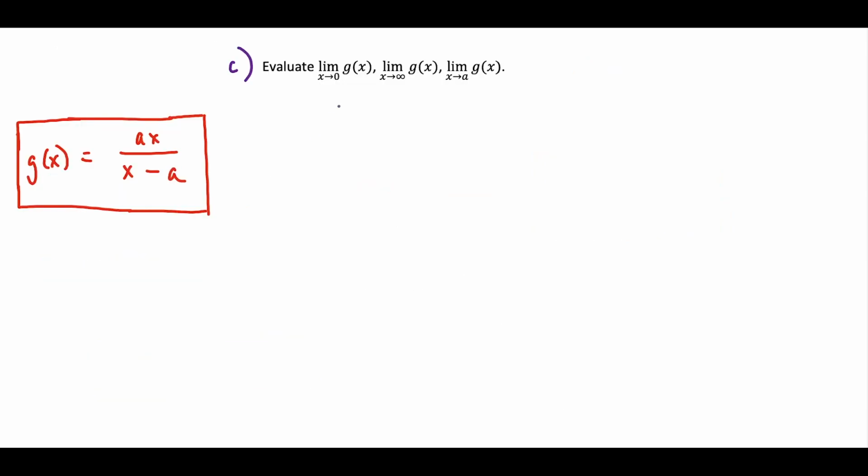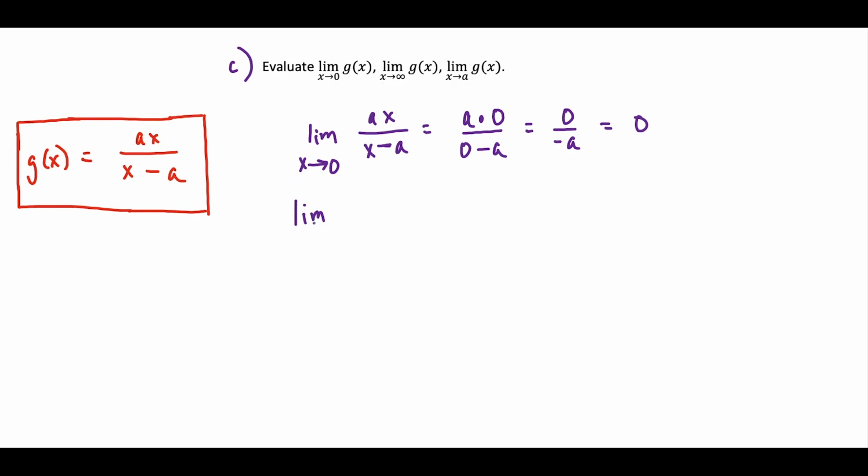So for part C, we just want to evaluate these three limits. And the first limit is not too bad. This one we could evaluate by direct substitution. We have the limit as x approaches 0 of g of x, and we want to use this representation from before, the ax over x minus a representation, because this is going to be easier to deal with. And the first thing you should try with limits is plugging in. So we're going to have a times 0 divided by 0 minus a, which is going to be equal to 0 over negative a. And remember, from before, we're assuming that a is a positive real number. So this just works out to 0, and we have our first limit done.